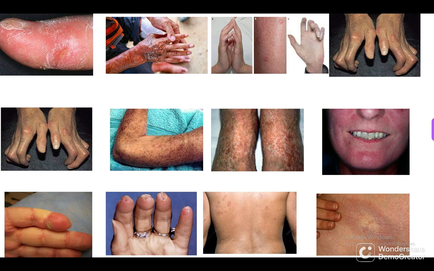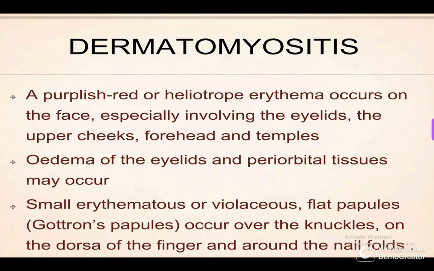Another is dermatomyositis. A purplish red or heliotropic erythema occurs on the face, especially involving the eyelids, the upper cheeks, forehead, and temples. Edema of the eyelids and the periorbital tissues may occur in dermatomyositis. And small erythematous or violaceous flat papules called Gottron papules occur over the knuckles and the dorsal aspect of the fingers and around the nail folds.